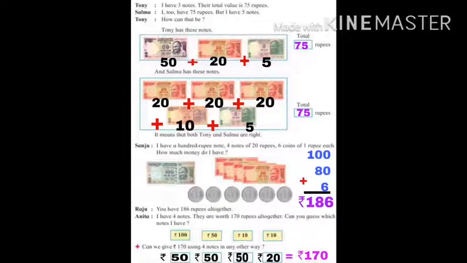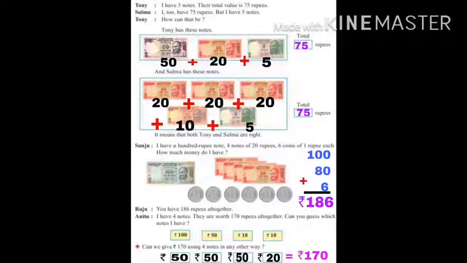Tony is having 3 notes and the total amount value is 75 rupees. Salma is having 75 rupees but she is having 5 notes. Let's see which notes Tony is having. 50 rupee note, 20 rupee note and 5 rupee note. When you add it together, you are getting the answer as 75 rupees. And Salma is having 3 notes of 20 rupees, 1 10 rupee note and 1 5 rupee note. When you add them, you are getting the answer as 75 rupees. That means both Salma and Tony are right.